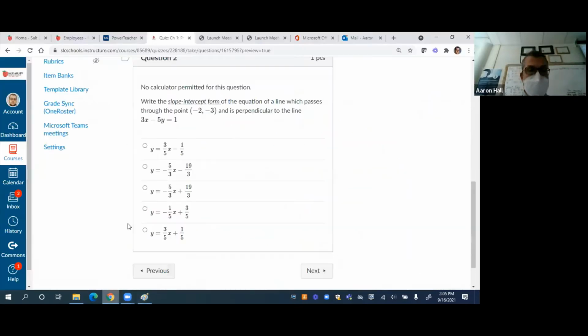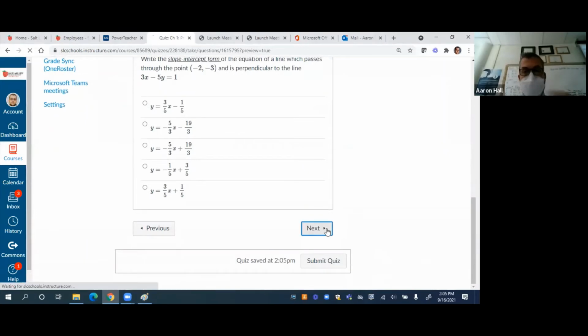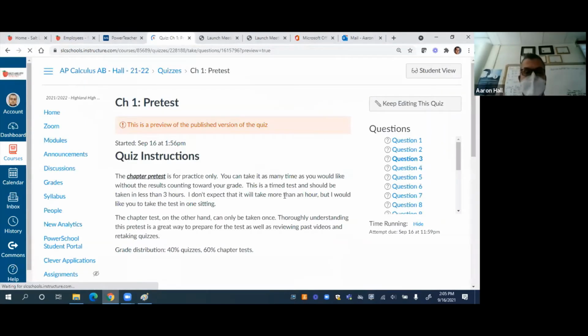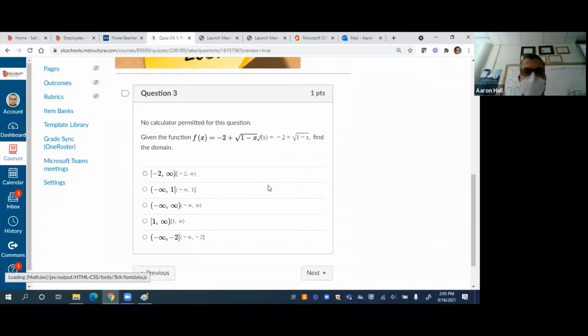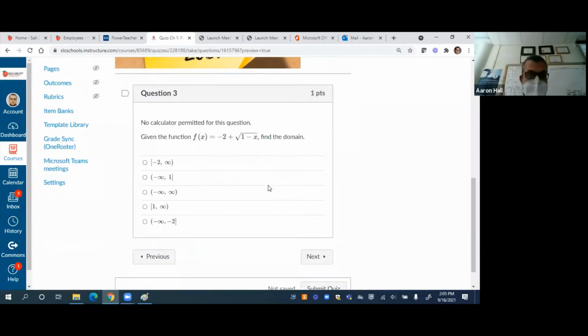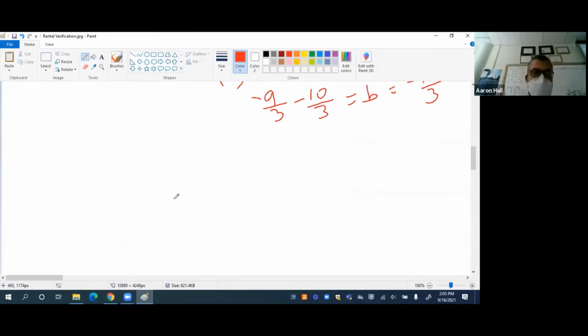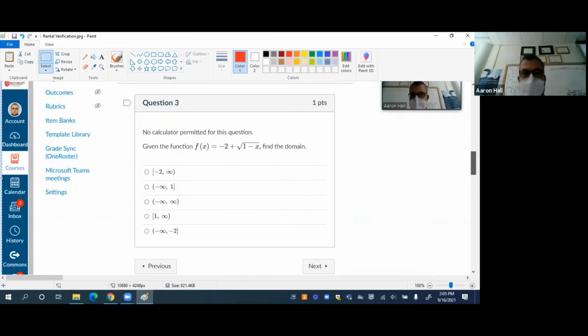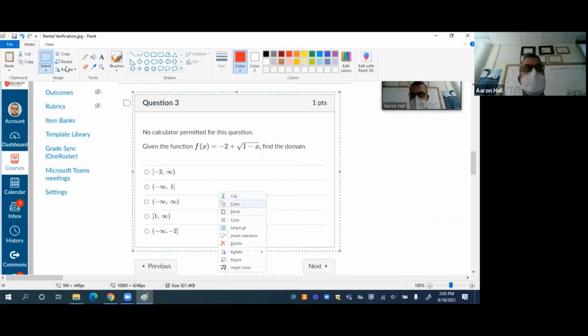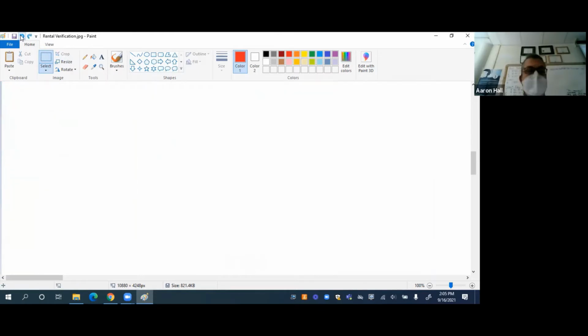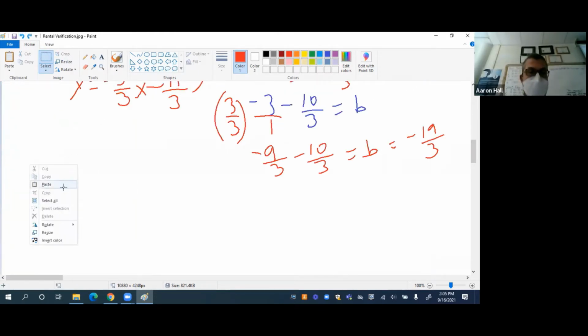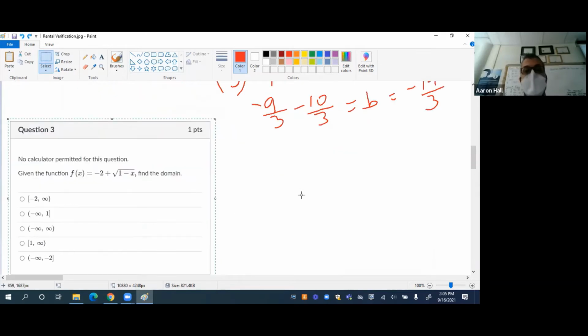Okay, let's look at the next one. Number 3 looks like this, and I want to find the domain. What does domain mean? Kata, what does domain mean? That's all the x values. Yeah, we're just looking at all the x values that are on the graph.